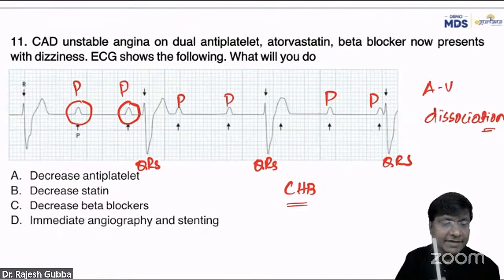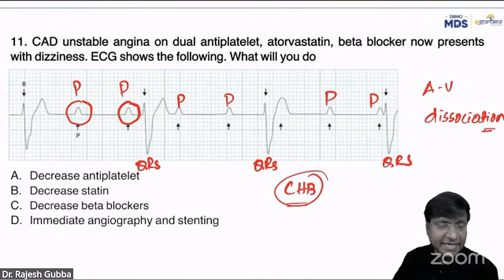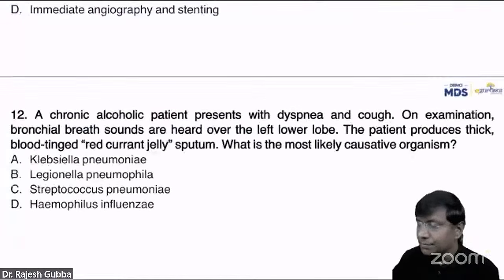Now, if there is AV dissociation, that is called a complete heart block. And whenever there is a complete heart block, you need to decrease the beta blockers. Okay. So the answer is C in this question. Now, moving on to the next one.